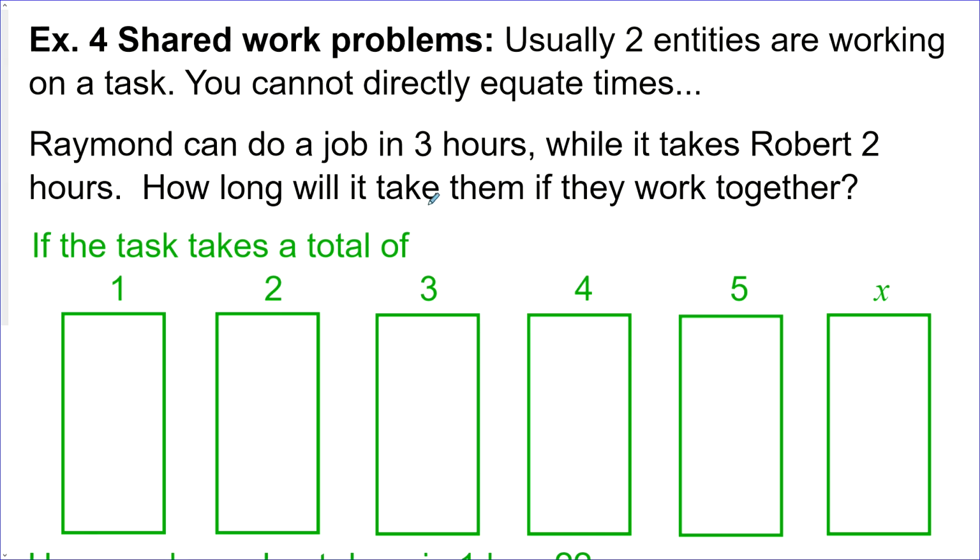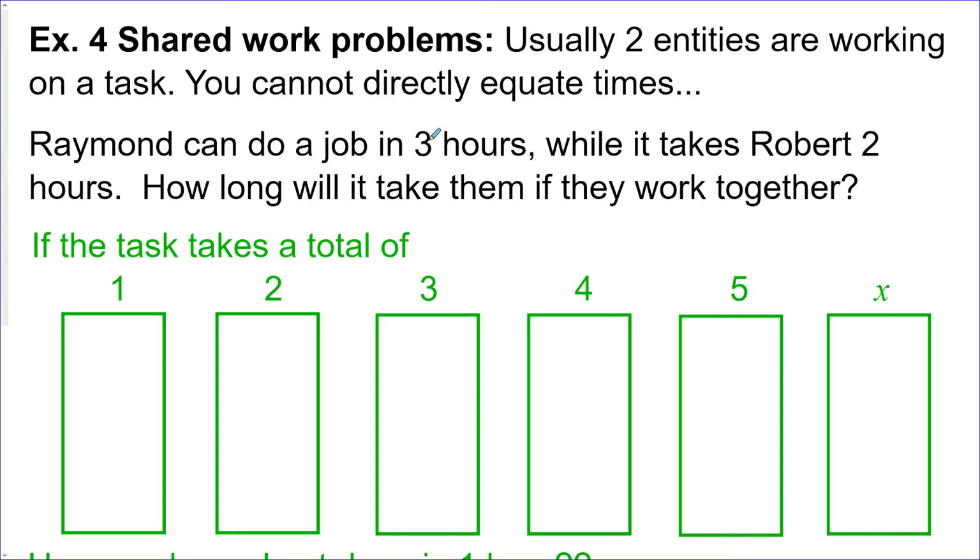Shared work problems are common. Usually 2 entities are working on a task. You can't directly equate the times because they do different proportions of that task. So Raymond can do a job by himself in 3 hours. It takes Robert 2 hours to do it by himself. How long will it take them if they work together?